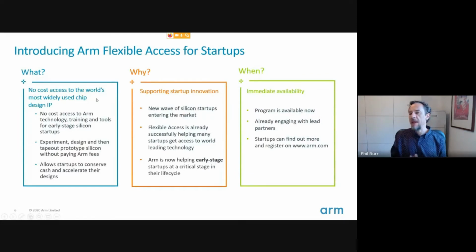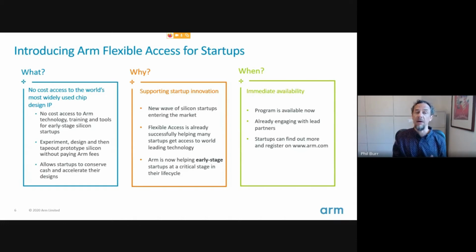So that was a small run through of what ARM is, but let's get into the meat of the presentation and talk about ARM Flexible Access for Startups. So talk about what it is, why we've done this, and when it's available. So what is it? Well, it's no-cost access to the world's most widely used chip design IP.